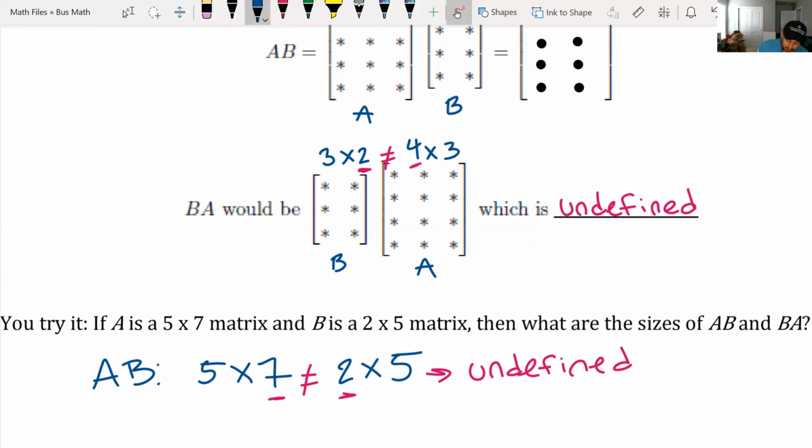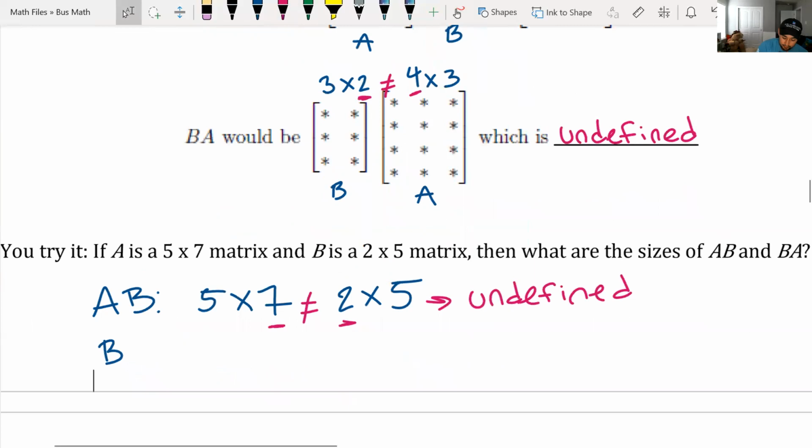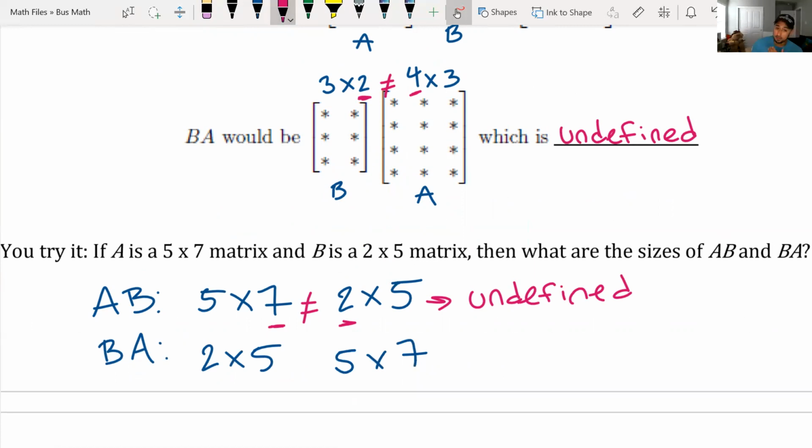Okay, what about B times A? B times A means 2 by 5 times a 5 by 7. Are these two values equal? Yes. Those 5s are equal, which means the resulting matrix will be a 2 by 7. There you go. That's it.